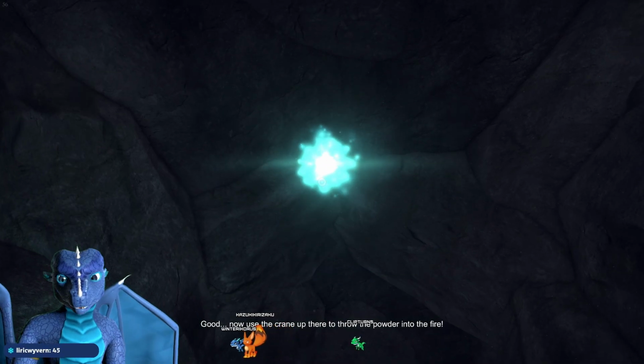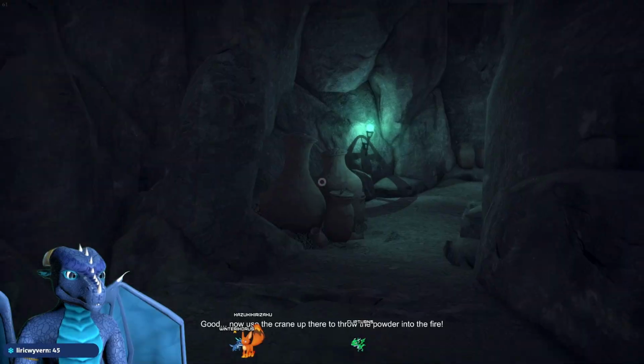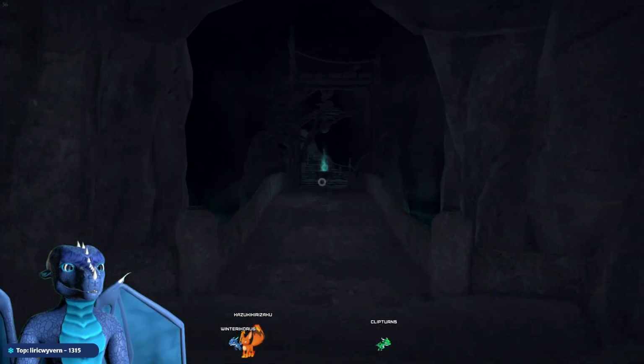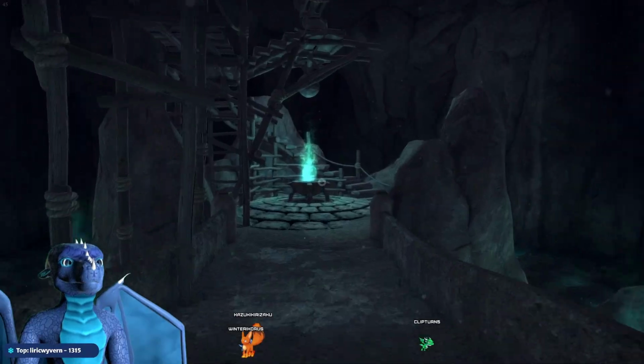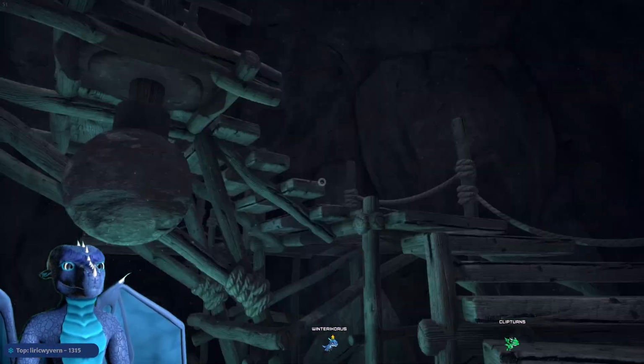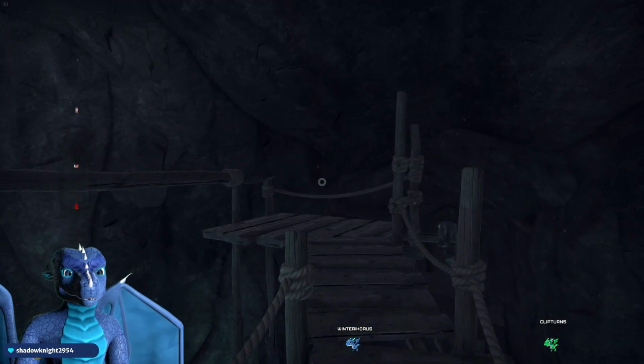Good. Now use the crane up there to throw the powder into the fire. Why do I need to use the crane? Can I not just throw the powder in myself? Why does it have to be the crane? Why does it have to be the giant catapult looking thing here? Excuse me, what?